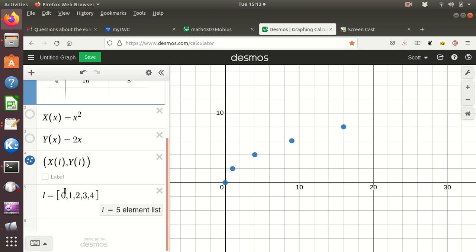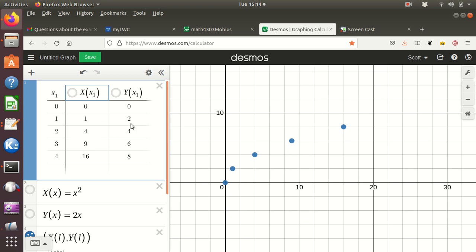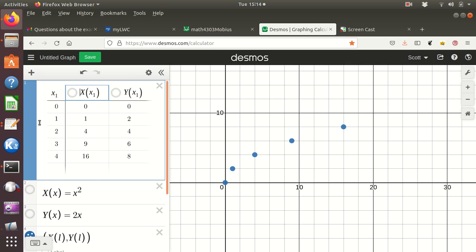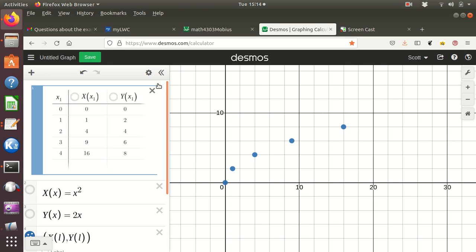But you see, this just does it, right? There's the squaring function, there's the 2 times function. I put this list in and it just plots those points just like we did. And those are these points, and I can see it in that table. Okay. Now, like I say, way more complicated than we have to get to do all this.